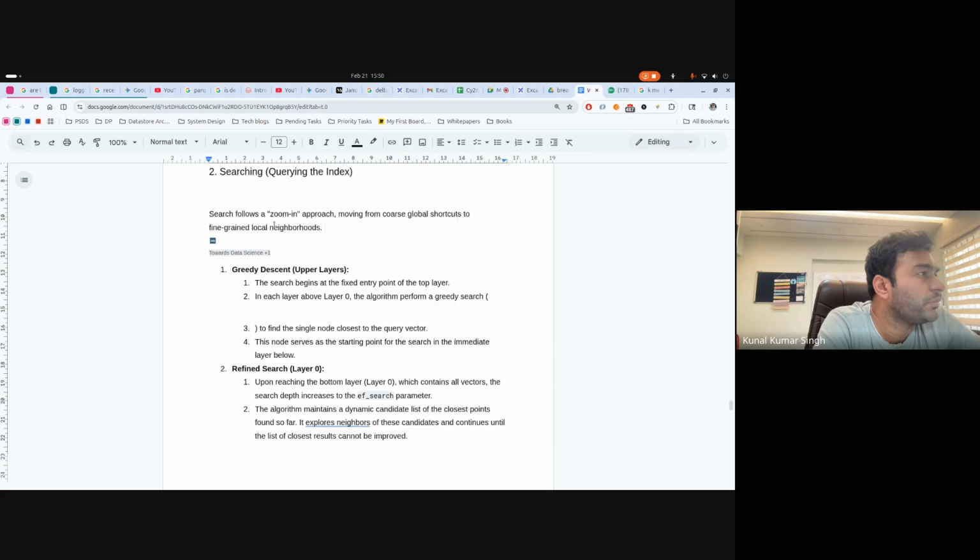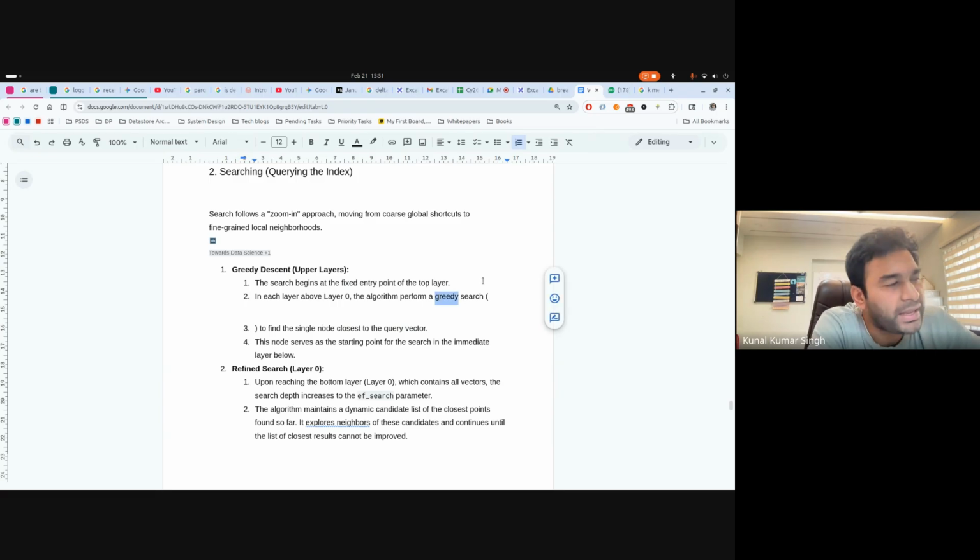Zoom-in approach, moving from coarse to fine. So the greedy descent, right? Search begins at the fixed entry point on the top layer, and in each layer above 0, the algorithm performs a greedy search to find a single node closest to the query vector. So this is saying greedy.